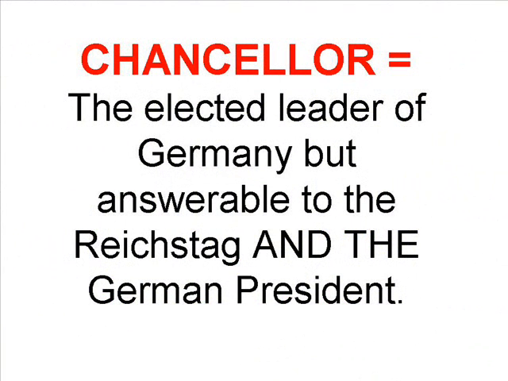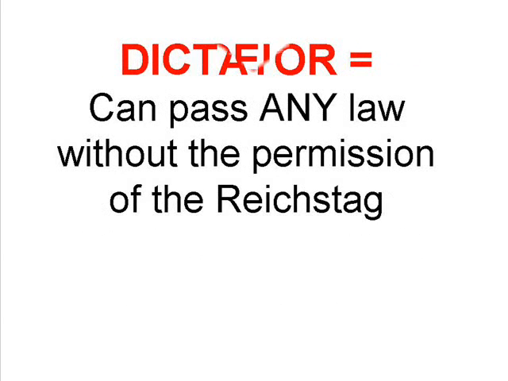Chancellor basically means the elected leader of Germany, but answerable to the Reichstag and the German President, a little bit like Britain's Prime Minister. A dictator is different. He can pass any law without the permission of the Reichstag.